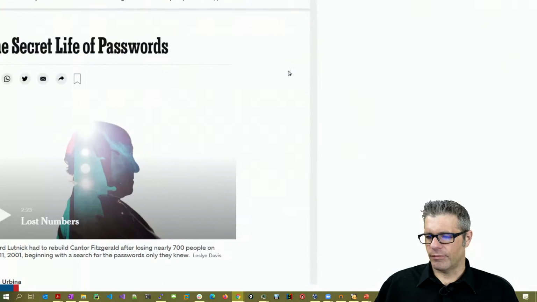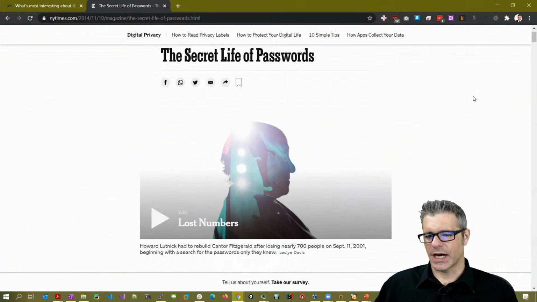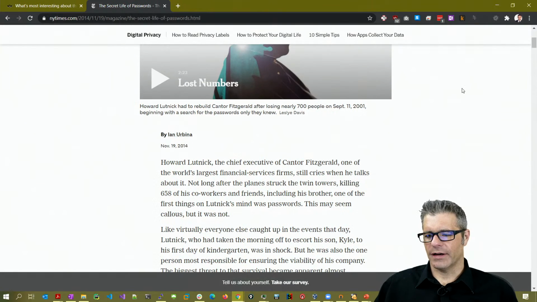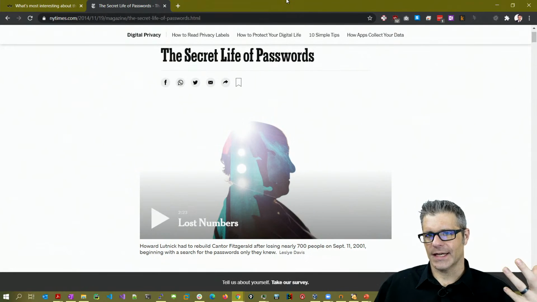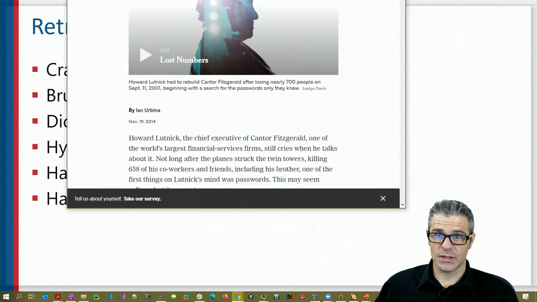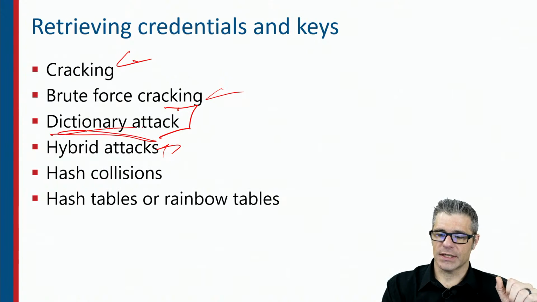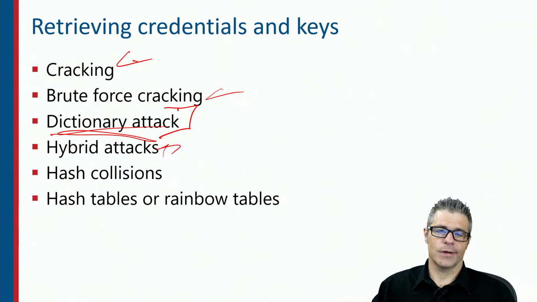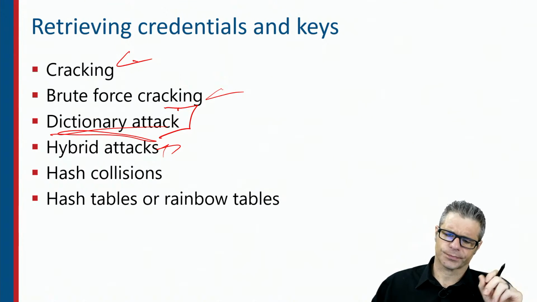I recommend, and I've probably recommended this to you in the past, The Secret Lives of Passwords, this New York Times article written right after 9/11 that talked about how the people who had to recover the access for the fancy hedge funds that were in those towers had to do some really ingenious dictionary attacks to get that done, and interviewed family members to find out what the dog's name was. Super interesting story. I'll put that link in there too, worth checking out.